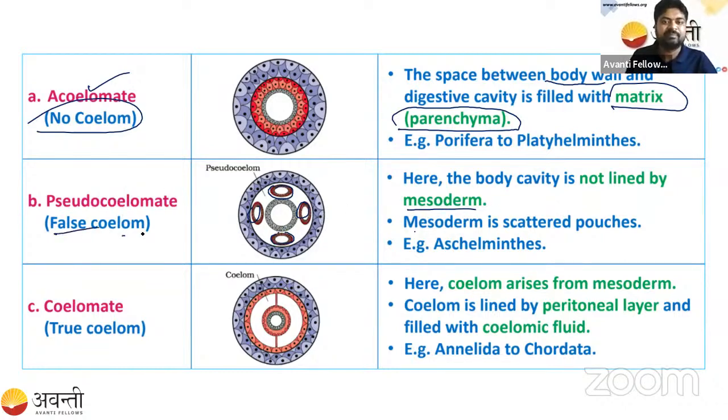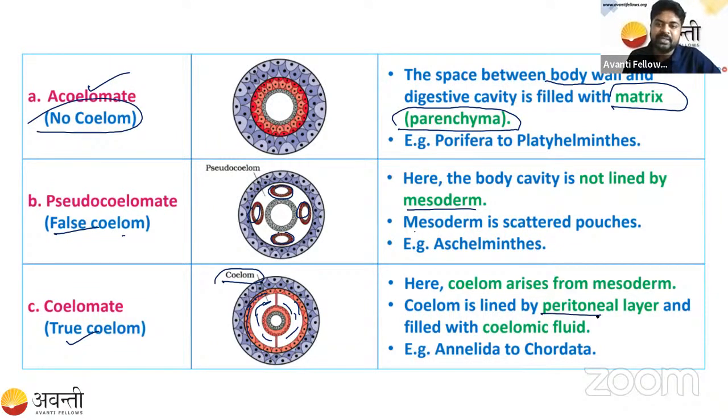That means false coelom. But in case of coelomate, you can see the complete mesoderm, and after that you can see the coelom here. That's why we find the complete coelom here, and that's why it is known as the true coelom. So here coelom arises from the mesoderm.